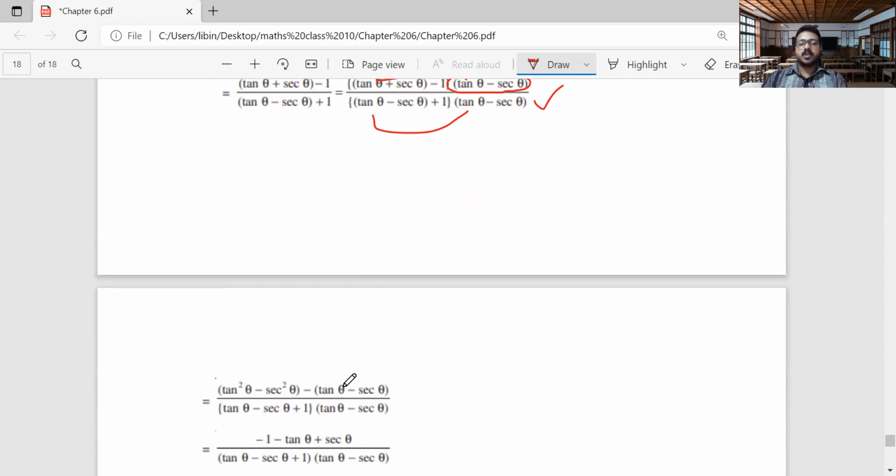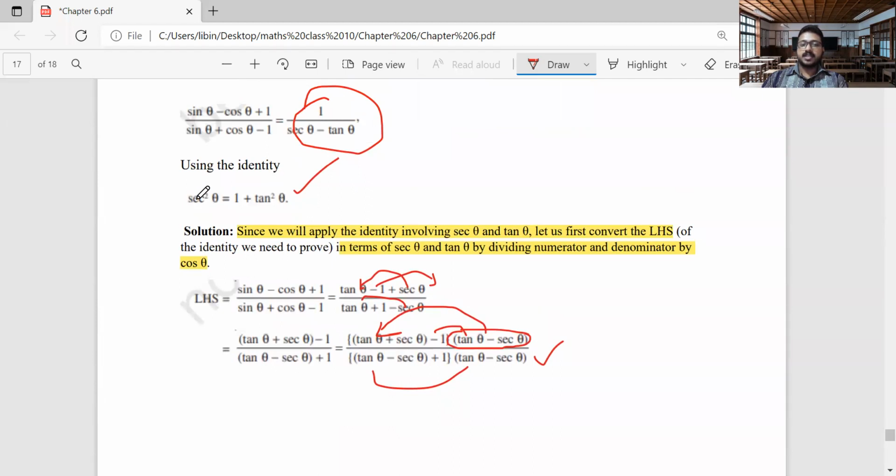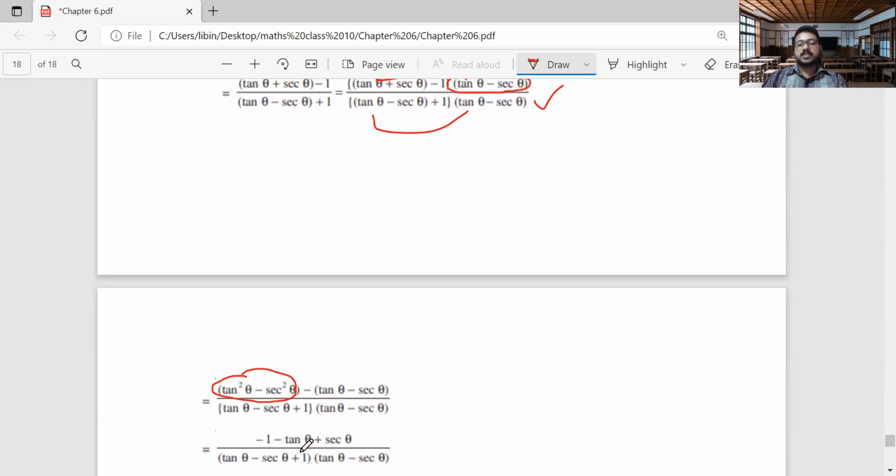Now look at the numerator. We are opening the brackets, so we can see tan squared theta minus sec squared theta, minus tan theta plus sec theta. But actually, what is tan squared theta minus sec squared theta? Look here, tan squared theta minus sec squared theta is equal to minus 1. So minus 1 minus tan theta plus sec theta. Now the denominator, just let it be.